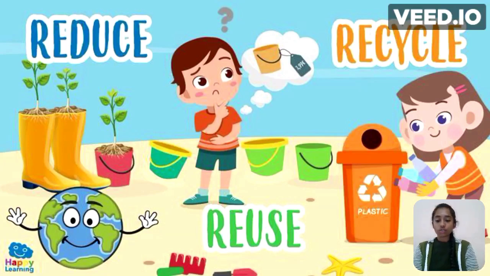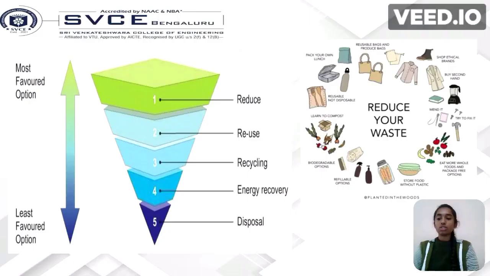The first one is refuse. Saying no to the free stuff that becomes instant waste is called refuse. Next, reduce. Reducing unnecessary packaging from manufactured products and produce. Next one, recycle. Recycling is the process of converting waste materials into new materials and objects.